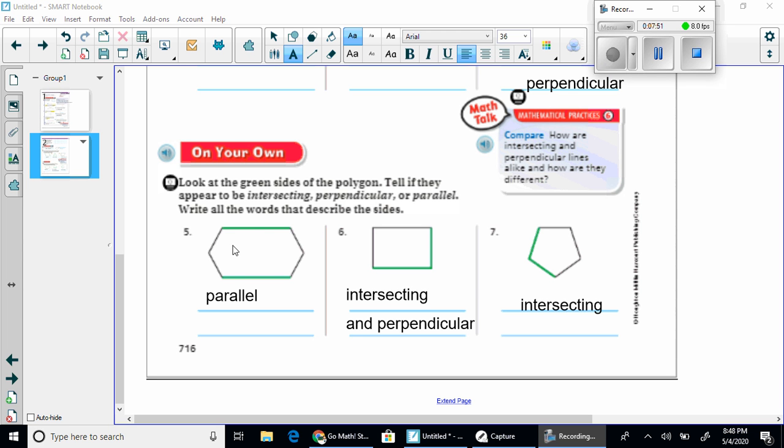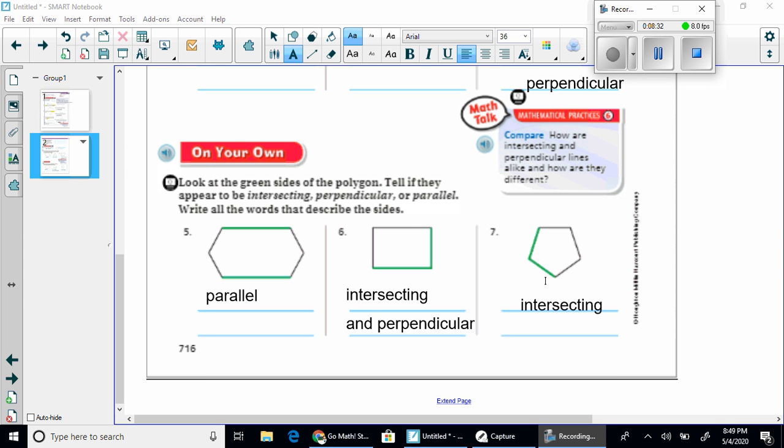Okay, so for this polygon, the 2 green lines would be parallel. Again, they do not meet or cross, form a right angle or any angle, and they have the same distance apart. Number 6, these 2 lines of this polygon intersect, which means that they cross, and they also form a right angle, so they would be both intersecting and perpendicular. For number 7, this polygon, these 2 green lines would cross or meet, and they are intersecting. They do not form any right angles, therefore they are not perpendicular, just intersecting.